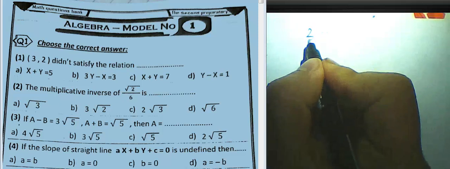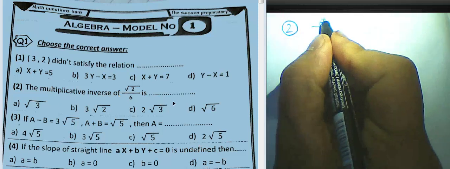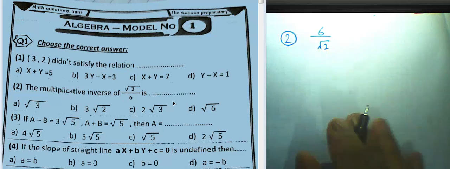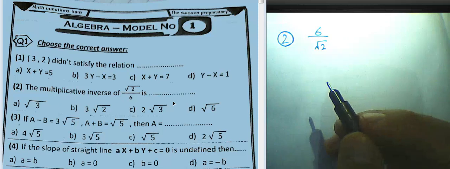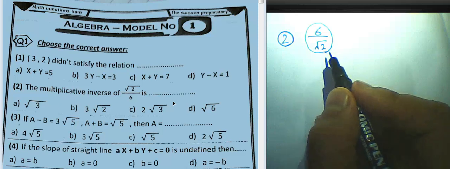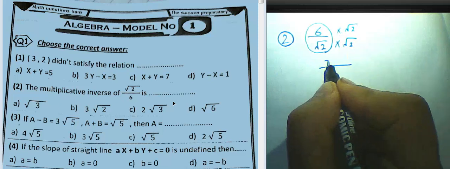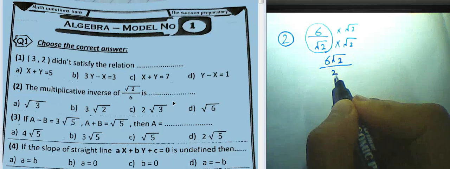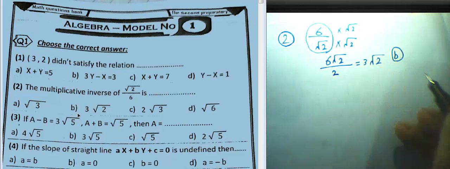Look at question number 2. The multiplicative inverse of root 2 over 6 is, he asked about the multiplicative inverse. We must write 6 in the numerator and root 2 in the denominator. But the denominator here is an irrational number, so we must convert it to a rational number by multiplying by root 2. The result will be 6 root 2 over root 2 times root 2 equals 2. 6 divided by 2 equals 3. The result will be 3 root 2. You must choose letter B for question 2, okay?